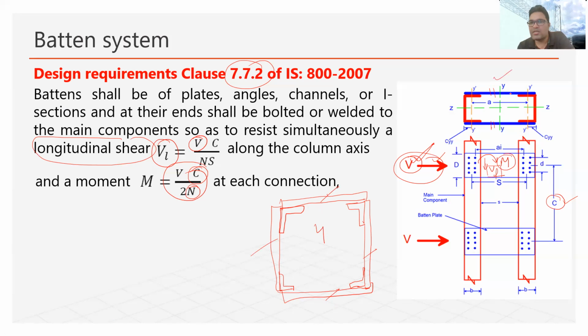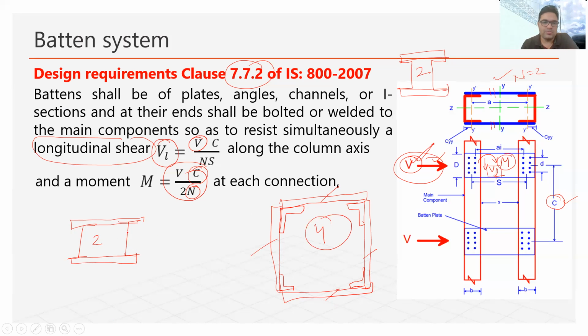But in this scenario, we are providing only on the two faces. So in that case, n value will be 2. Similarly, if we provide channel sections like that, in that case also, we will provide batten like this. So in that case also, n value will be 2. Or if we join two I sections like this, we will provide batten plates like this. So in that case also, n value will be 2. But in such scenario, it will be 4. So this is how we find out all the values.